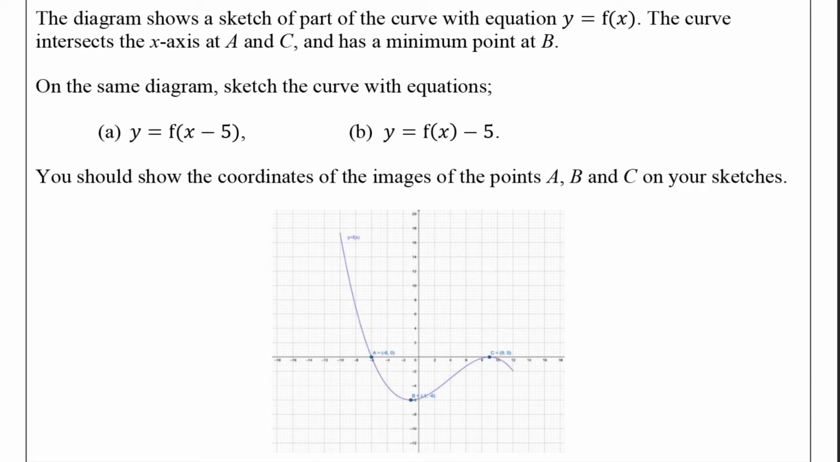Here's an example of an exam-style question about translations. The diagram shows a sketch of part of the curve with equation y equals f of x. The curve intersects the x-axis at A and C and has a minimum point at B. On the same diagram, we would have to sketch the curve with equations, firstly, y equals f of x minus 5, and in the second case, y equals f of x minus 5. And we're asked to show the coordinates of the images of the points A, B and C on the sketches.